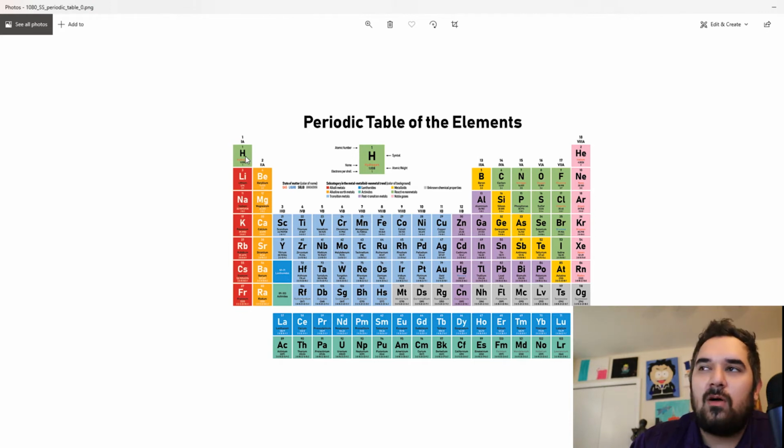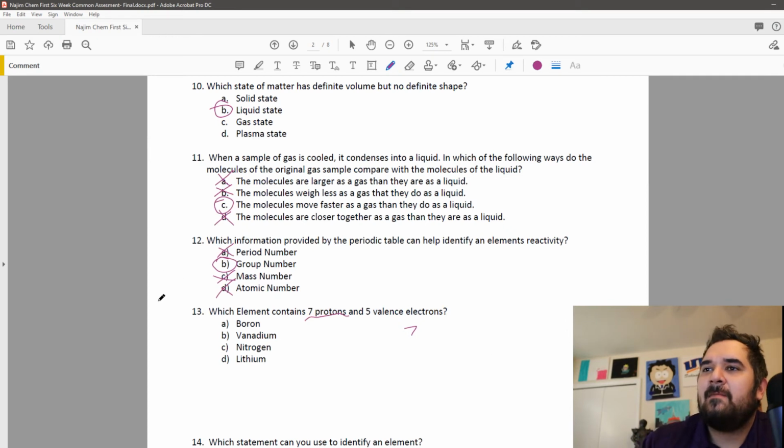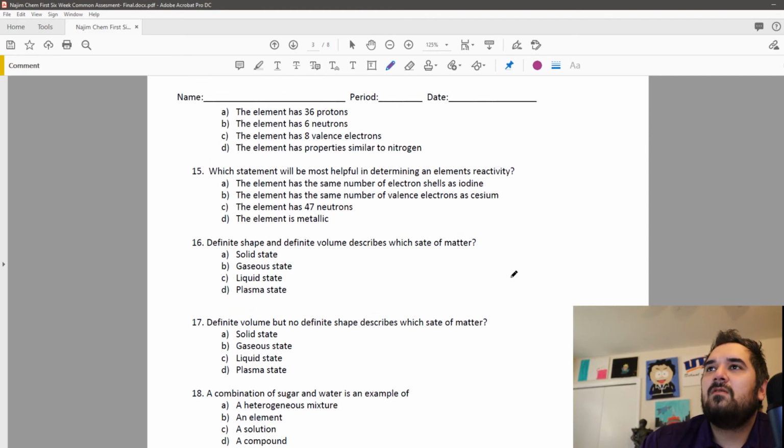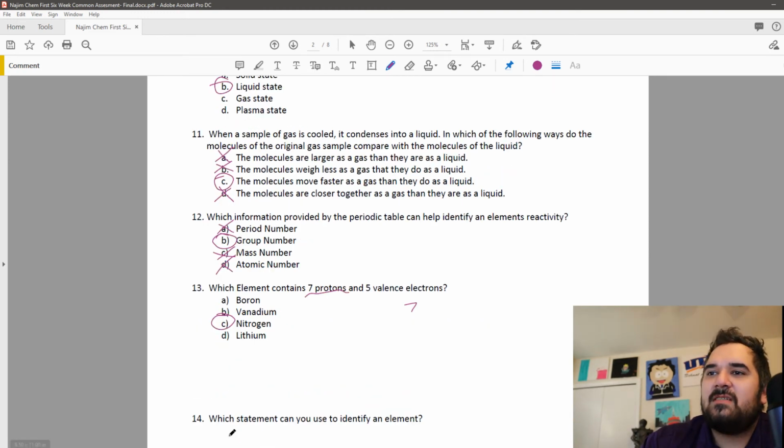So 1, 2, 3, 4, 5, 6, 7. 7 would put us right at nitrogen. Nitrogen's the correct answer for this one. I'll minimize this. We might need it later. So nitrogen is going to be the correct answer for 13. And this is why we always use a periodic table. So be sure to pull up your periodic table. All right, so 14 says, which statement can you use to identify an element?